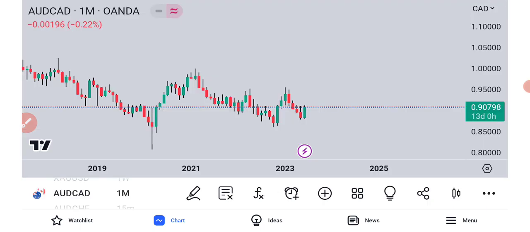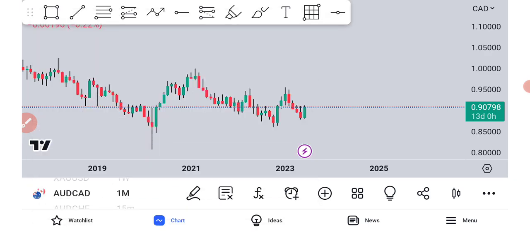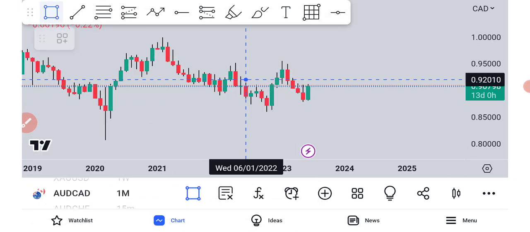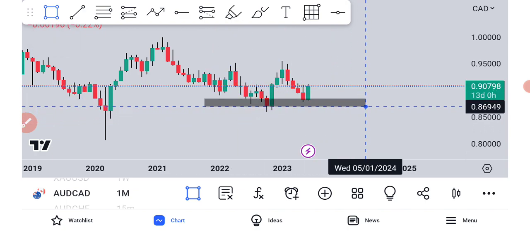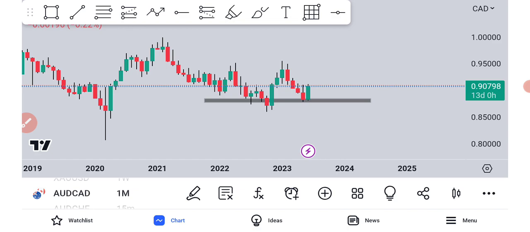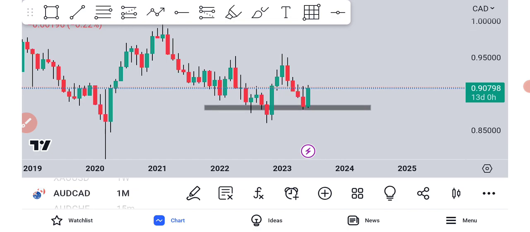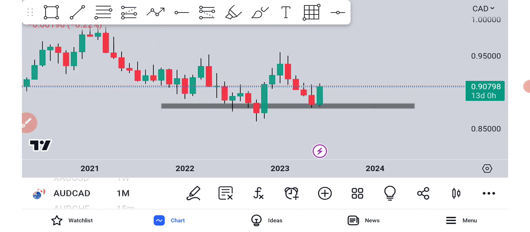So AUD CAD, starting here from the monthly time frame, you can see that the market is currently testing a support level, which is this zone from here. The market is testing support, which is pushing the market to the upside, and the market created this ICI.